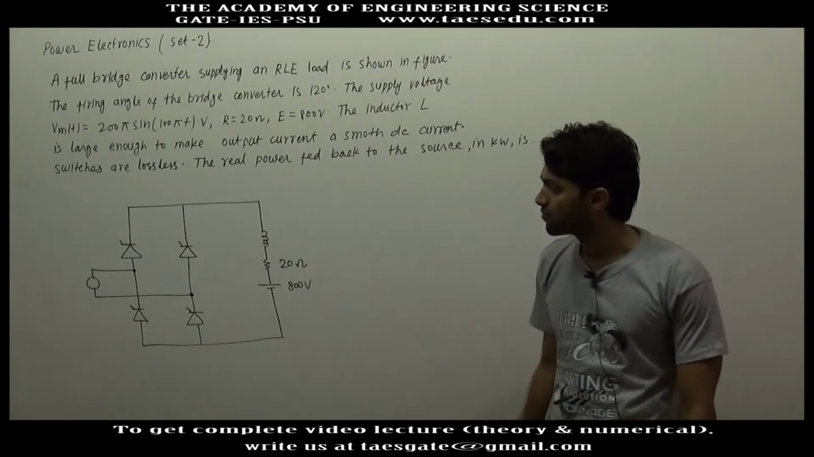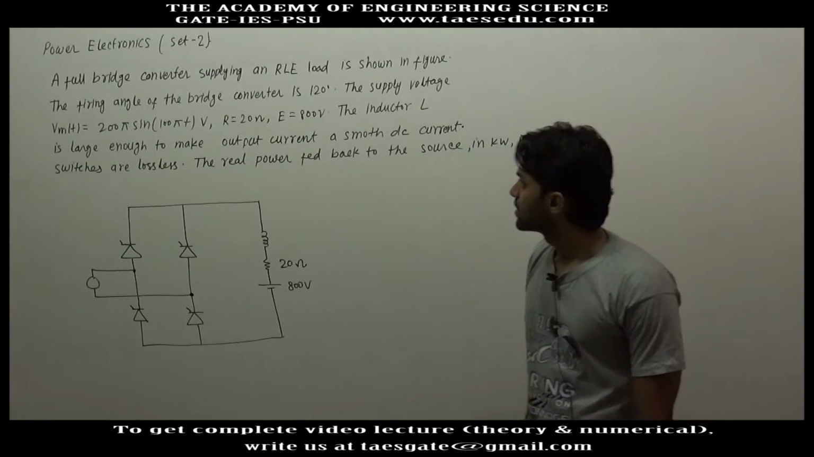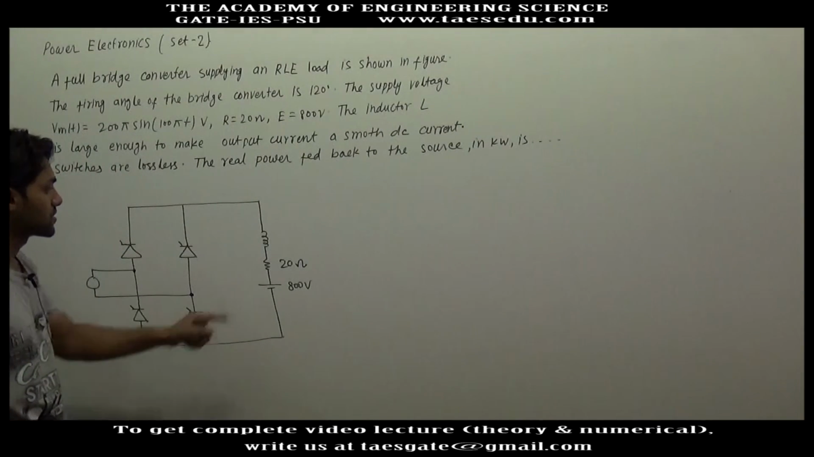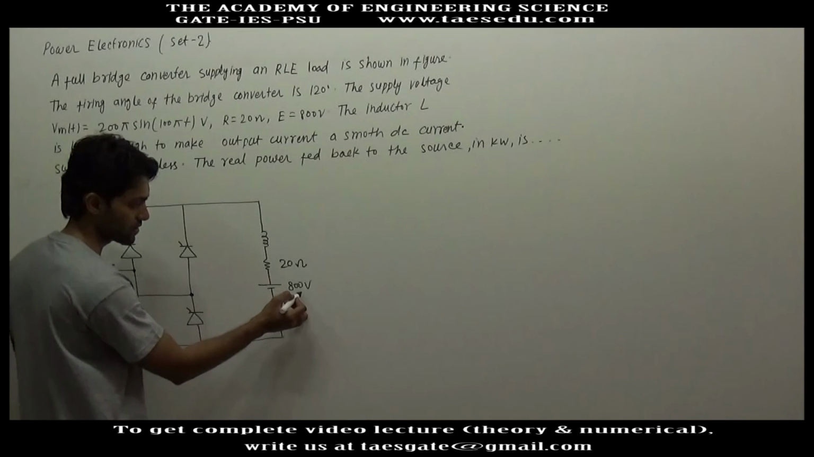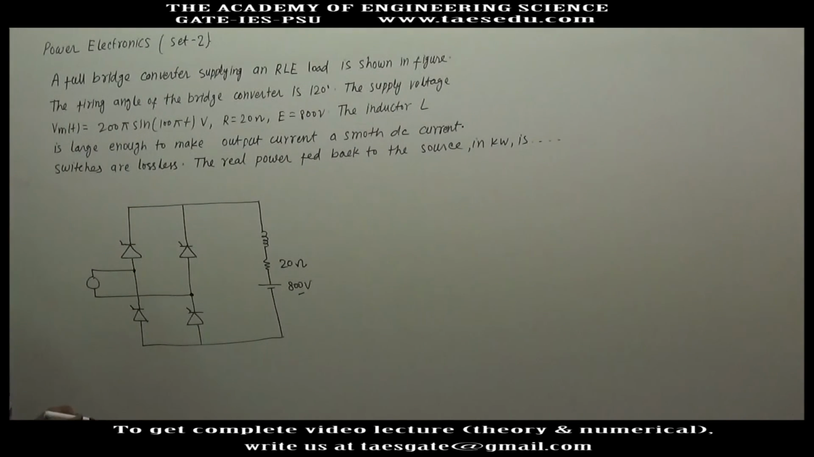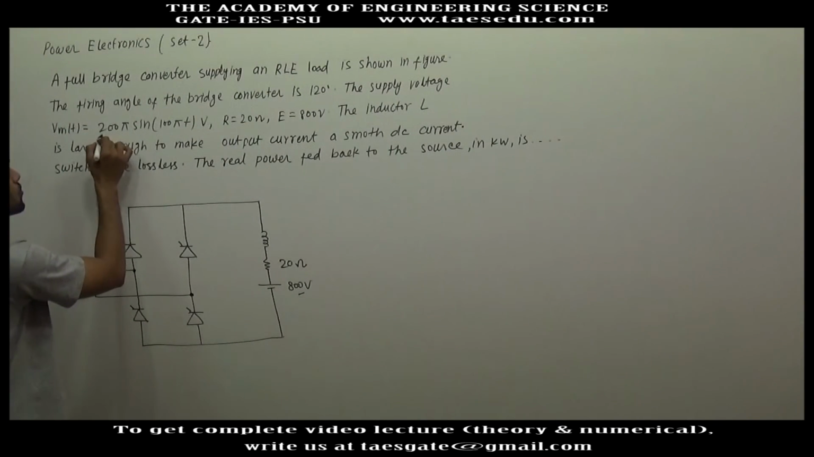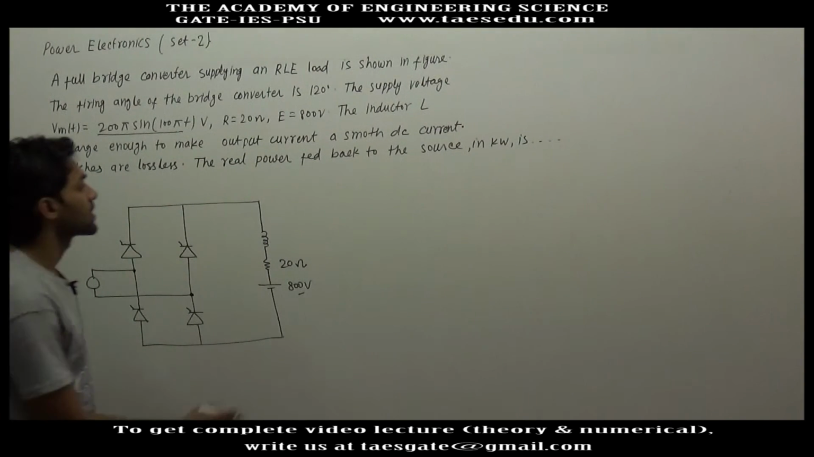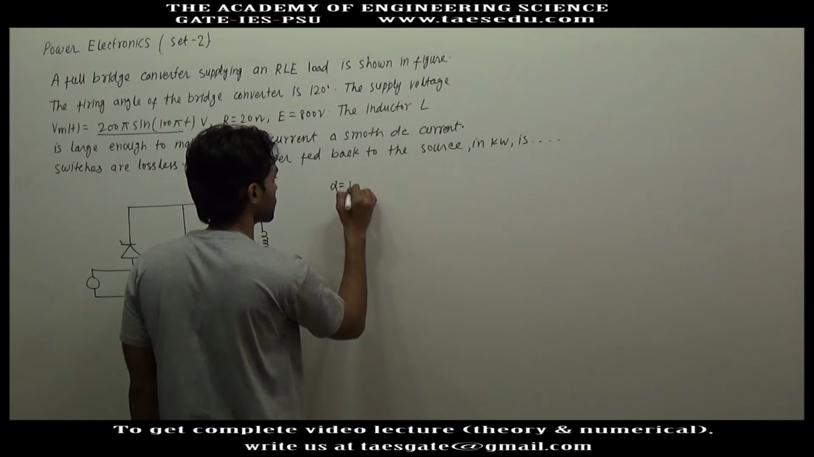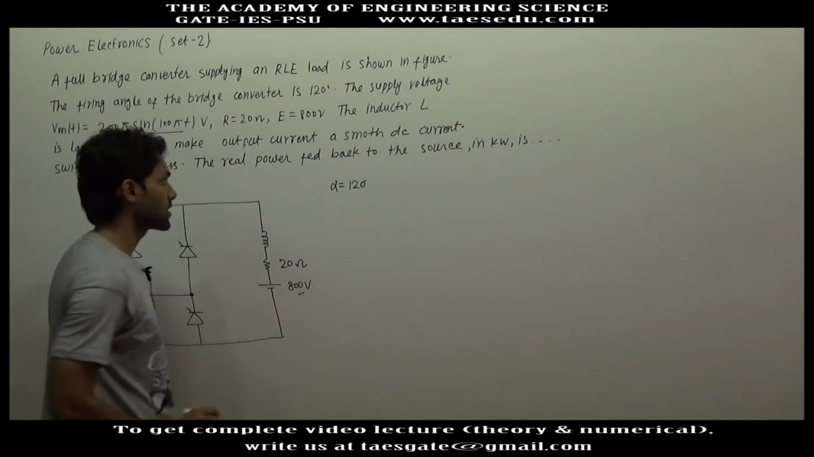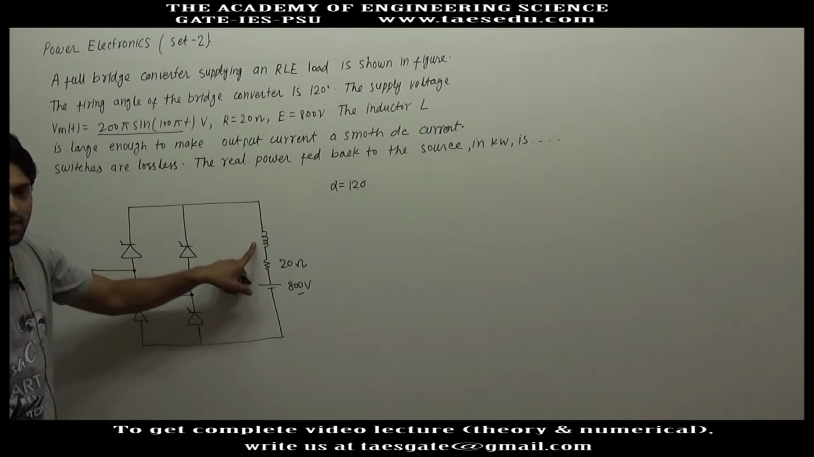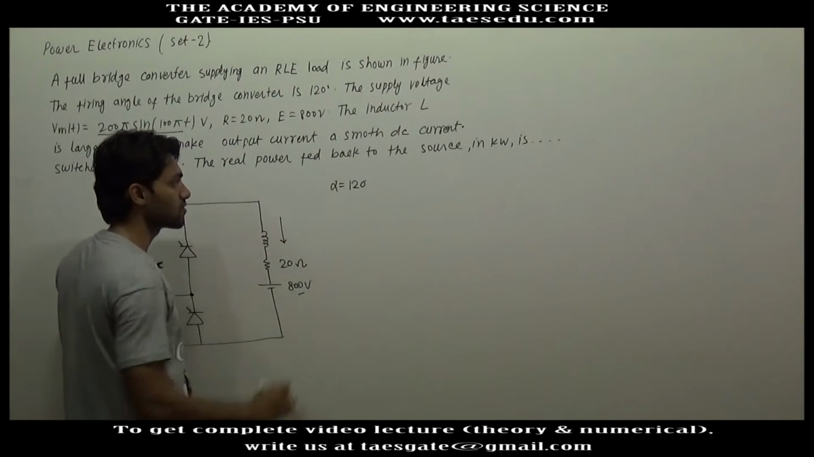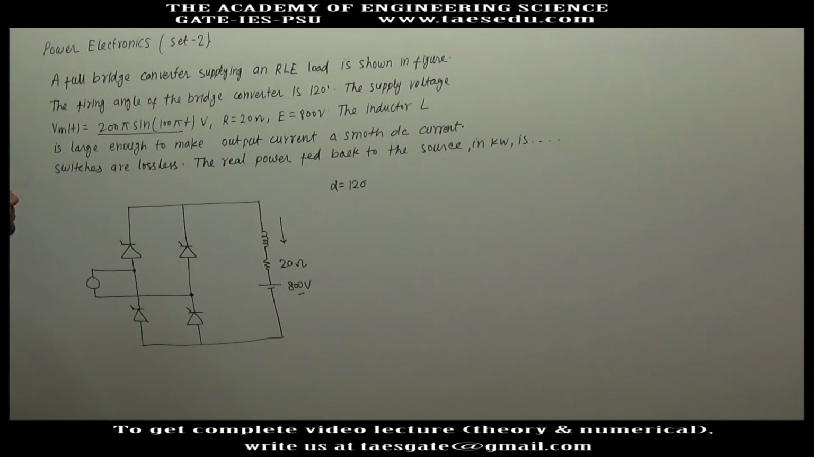This is a question of full bridge converter. Here resistance is 20 ohm, the DC voltage is 800 volt, the AC voltage source is 200 pi sine 100 pi t, and the firing angle delay is 120 degree, and the inductance is large enough to make the output current a constant DC current.